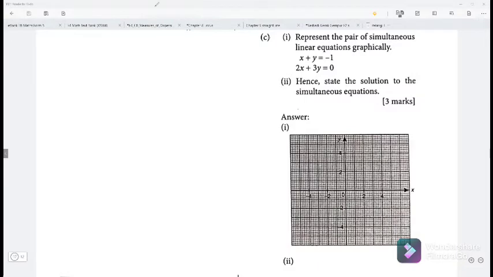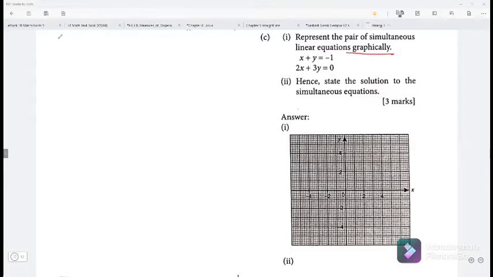Are you going to do this question? The first thing: represent the pair of simultaneous linear equations graphically. Okay, so you are required to represent these two equations using a graphical method to solve it. So what are you going to do?